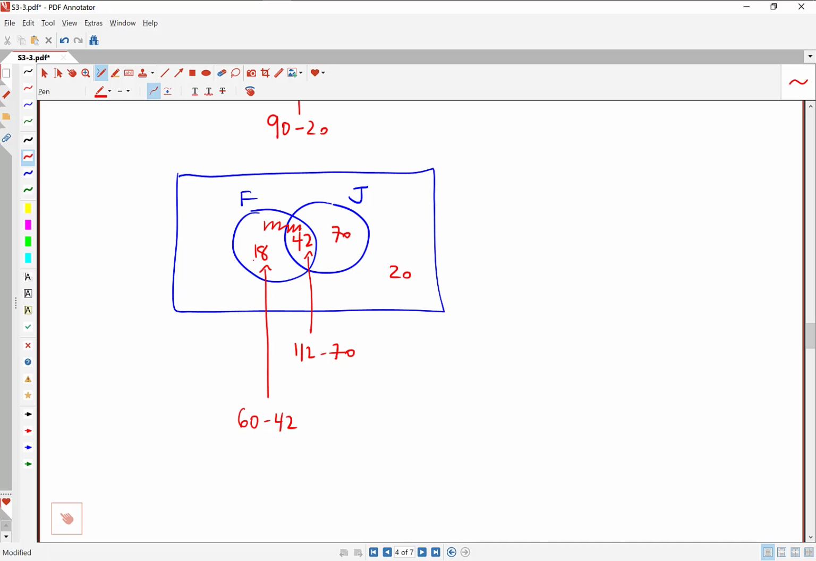Or another way to do it would be to say you've got 150 students in total. So you could go 150 minus your 3 other numbers. That would also be valid.